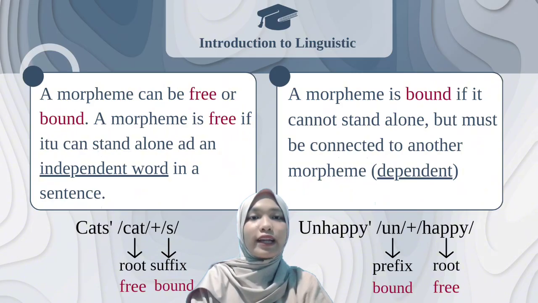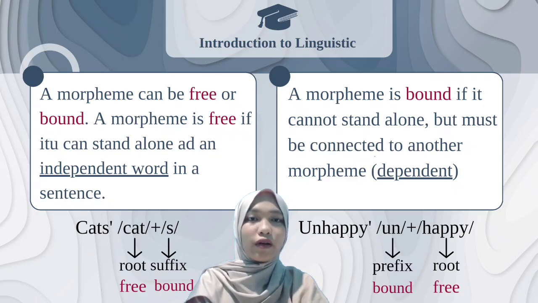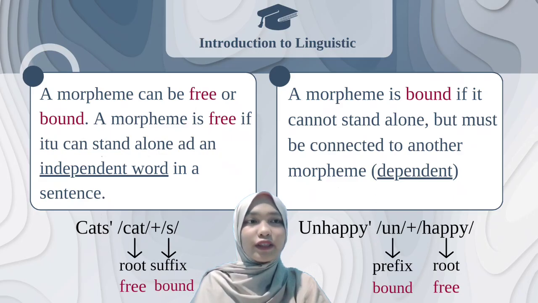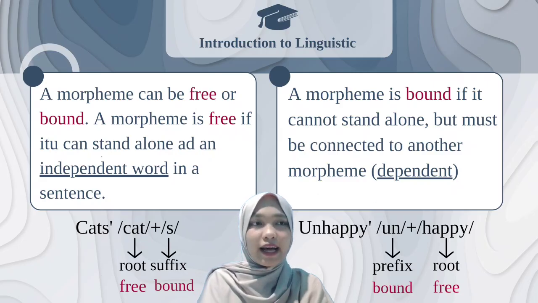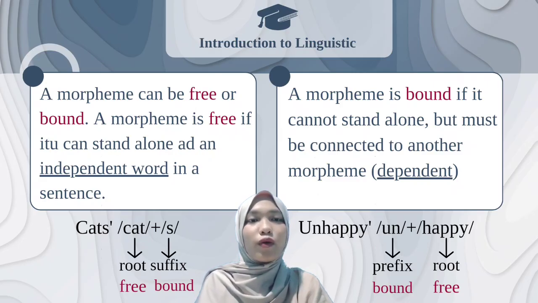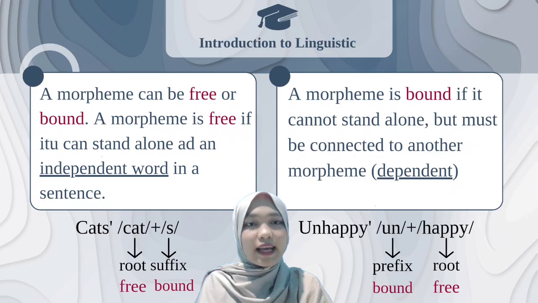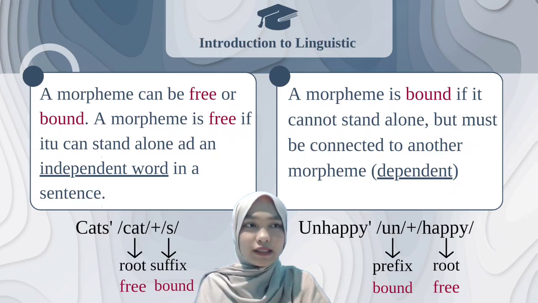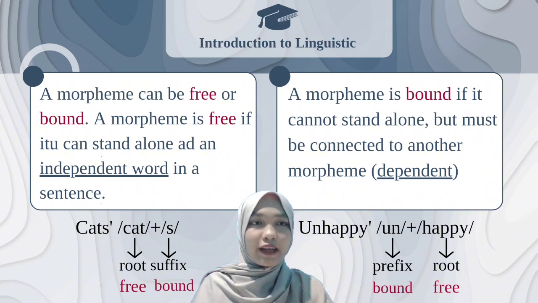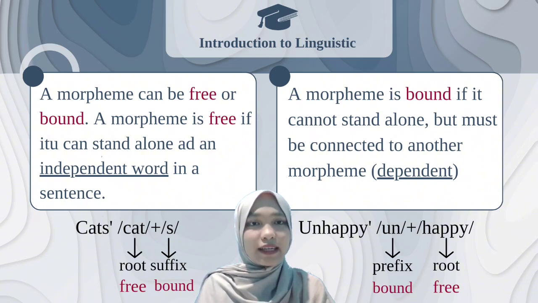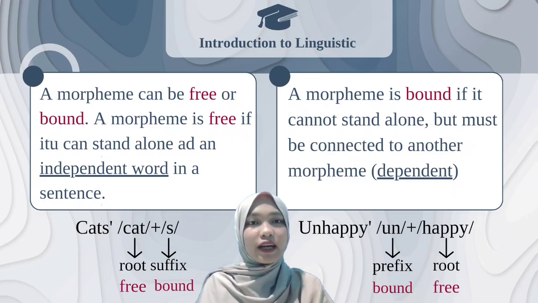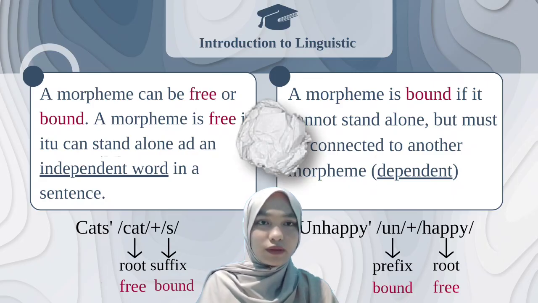Here I will give you an example of morphemes. The first example is cat. Cat is the root because it is the base form of the word, and s is a suffix because it is an affix at the end of the word. And cat is free because it is a word that can stand alone. Meanwhile, s cannot stand alone, so s is bound.